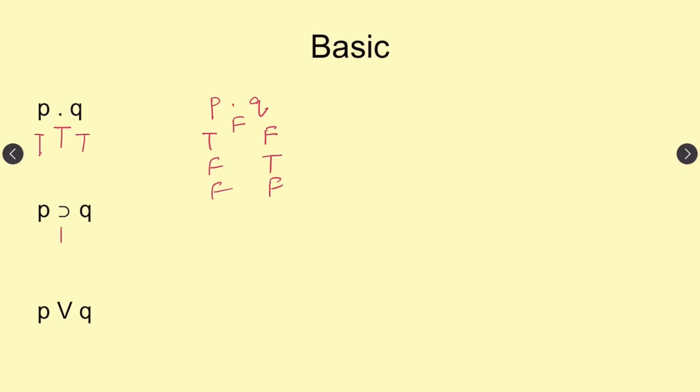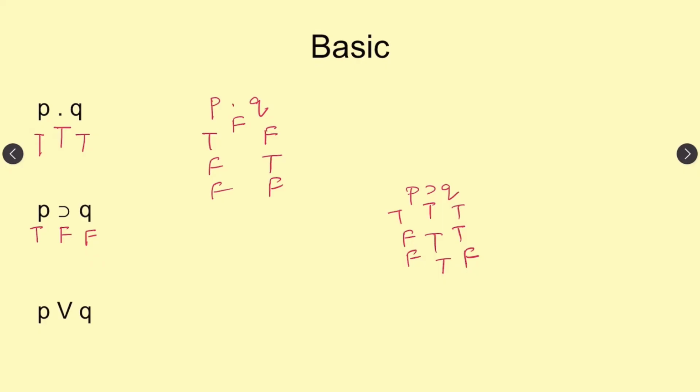P horseshoe Q is false only in one condition, when the antecedent is true and the consequent is false. And P horseshoe Q can be true when it is true true, false true, or false false. In those cases it can be true.